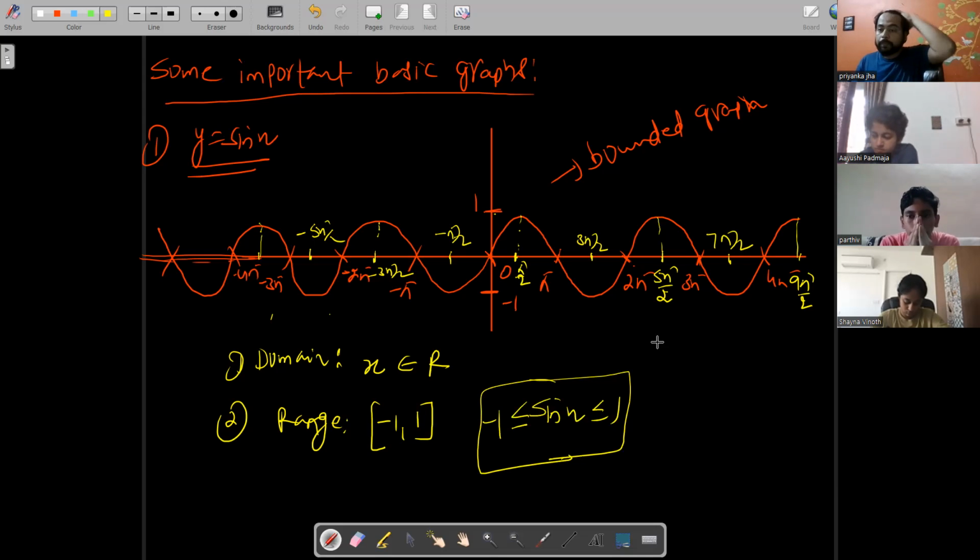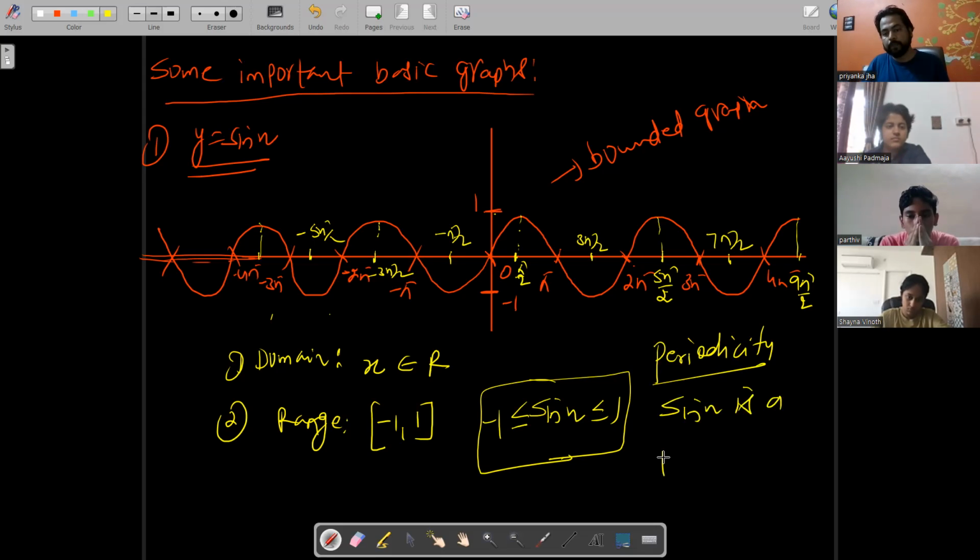There is a term periodicity. I will talk much more about this term in calculus, in functions. But sin x is a periodic function. What does this mean actually? Any function is known as a periodic function if it repeats itself after a certain period.